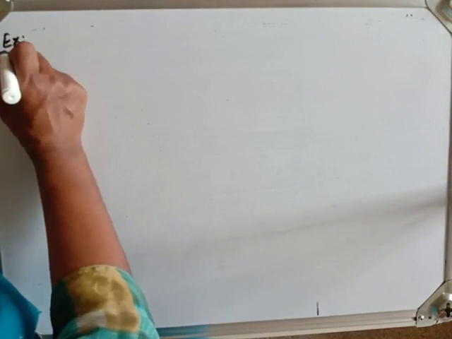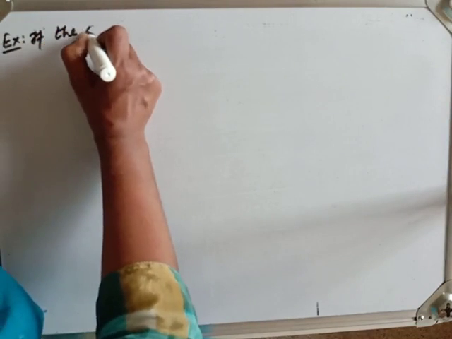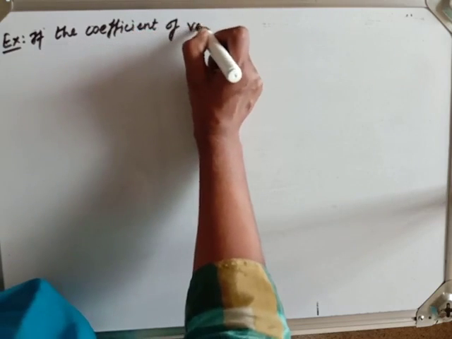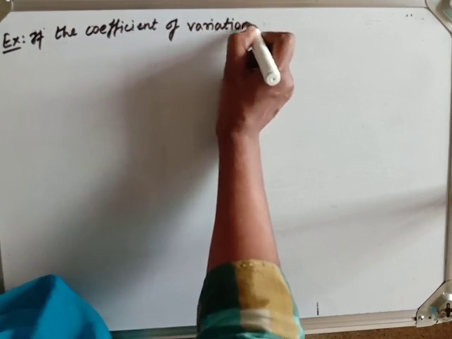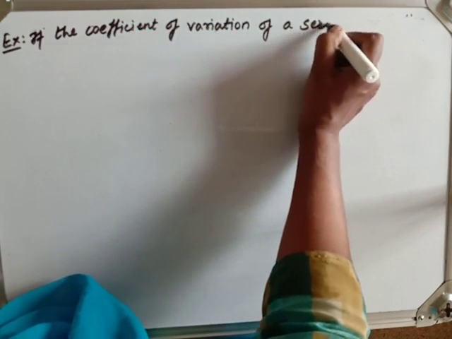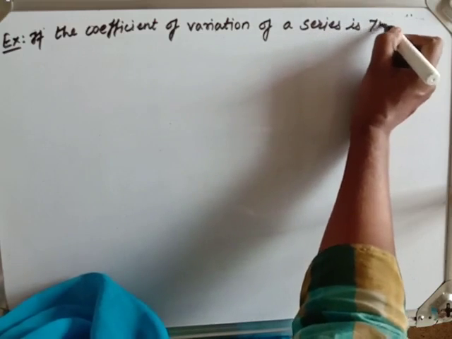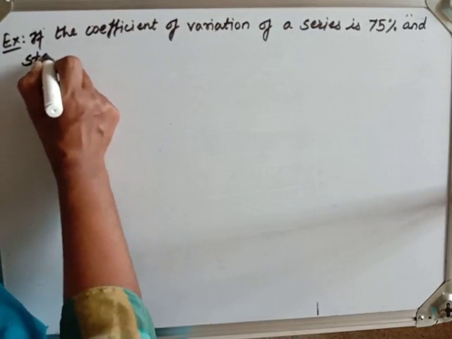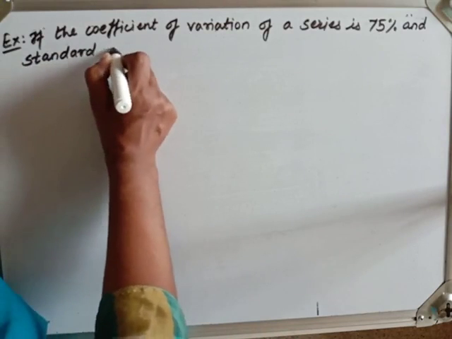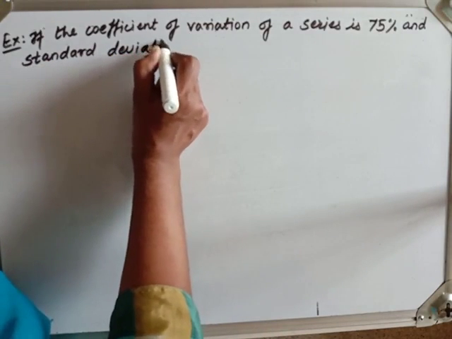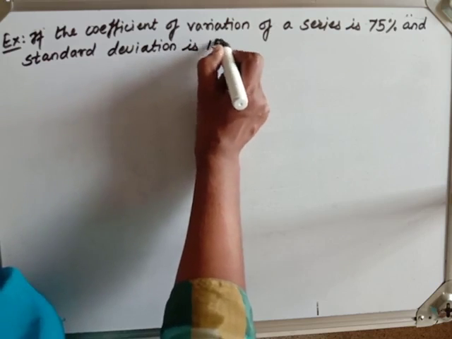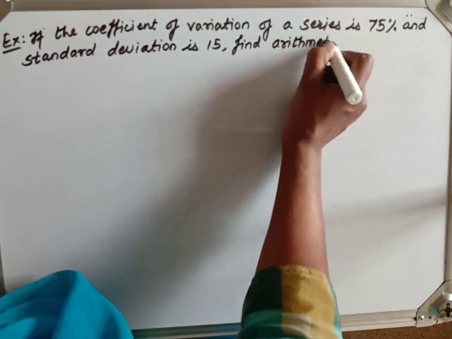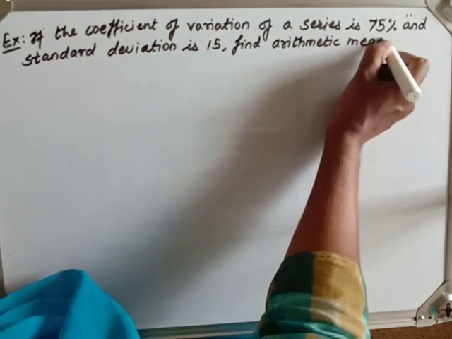If the coefficient of variation of a series is 75% and standard deviation is 15, find arithmetic mean. This is our question here.